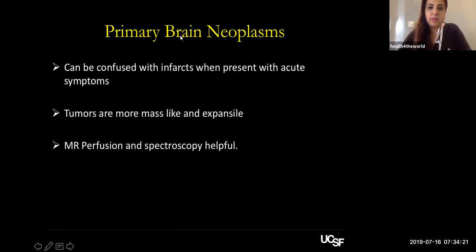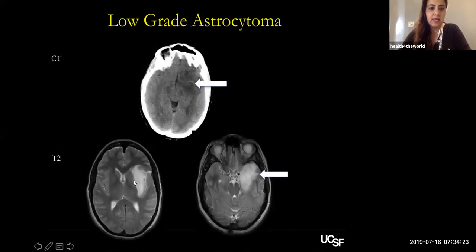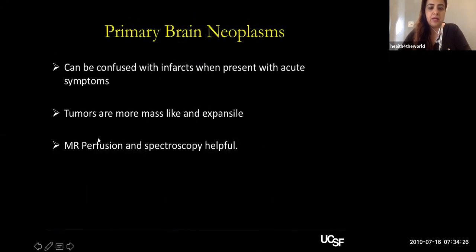Primary brain neoplasm can be confused with stroke. It's important to know that tumors are more mass-like and expansile, and MR perfusion and spectroscopy can be helpful. But even if you don't have spectroscopy and perfusion, it's important to follow up to see if it is like an infarct in which there is volume loss, or actually like a tumor which is spreading. Tumors can present like stroke. A patient with GBM can have sudden onset of right-sided or left-sided weakness. So it's an important differential to keep in mind.